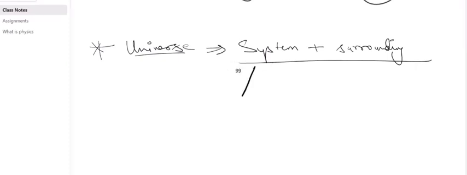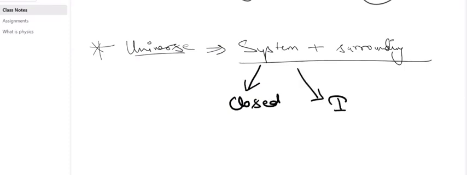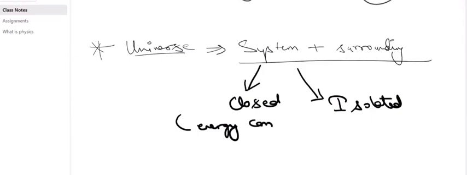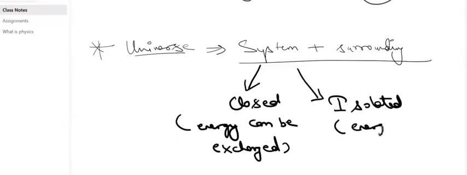Okay, so we have basically two types of system. One is known as closed system and another one is known as isolated system. So now what is a closed system? Only energy can be exchanged, whereas here, in the other, energy plus mass or matter can be exchanged. Understood?